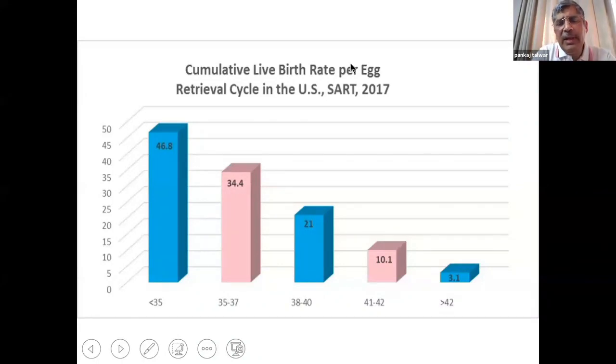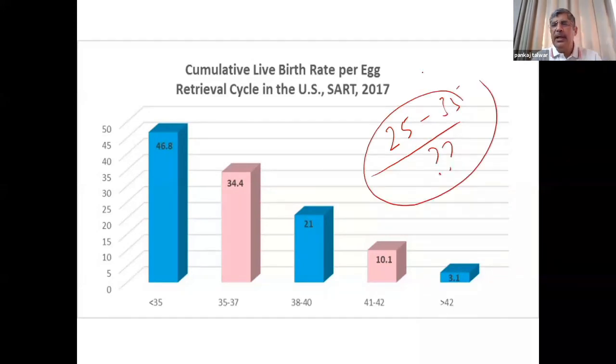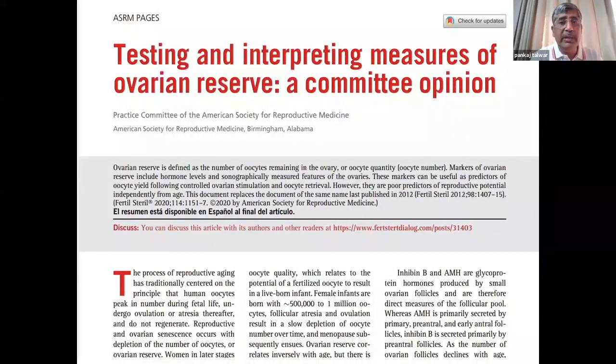Gone are the days when we were very happy to get a pregnancy in a woman who is around 25 to 35 years of age. These women will, any which way, become pregnant. They don't have any problem at all. The problem comes after the age group of 38 years, when the pregnancy rate falls down drastically, and here comes the question of doing ovarian reserve testing.